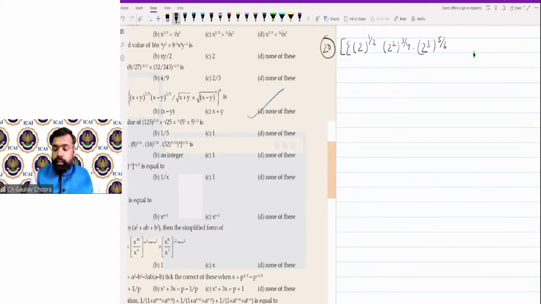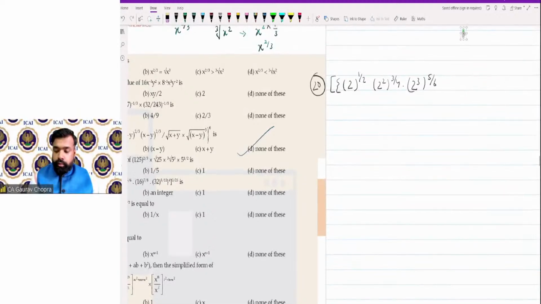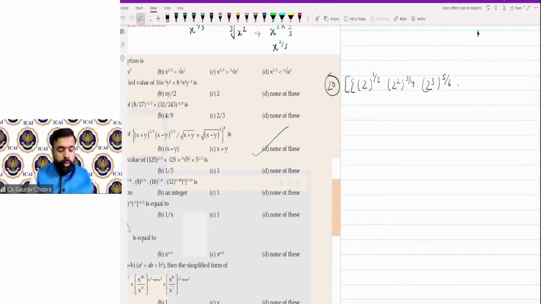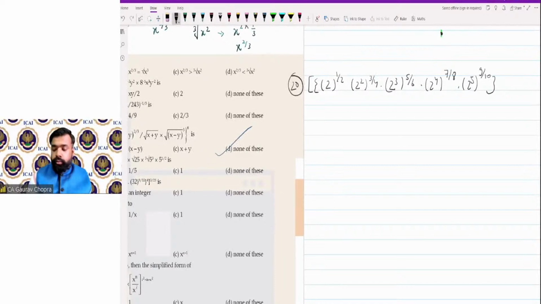Then 16 can be written as 2 to the power of 4. So 2 to the power of 4 whole to the power of 7 by 8. And 32 can be written as 2 to the power of 5 whole to the power of 9 by 10. Then curly bracket, power is 4, then square bracket 3 by 25. So everything is in the power of 2.